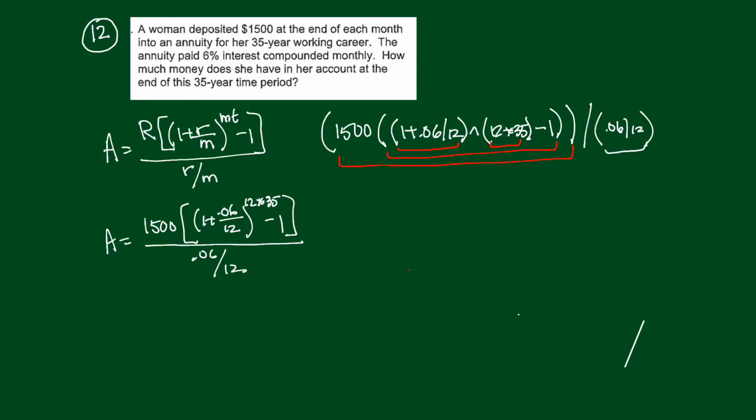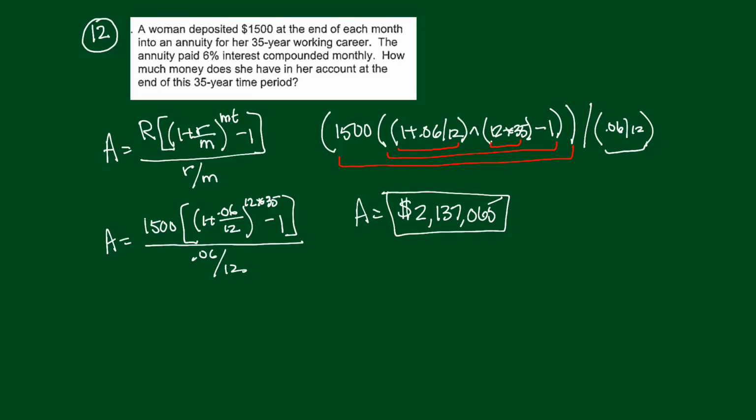All right, and when I did that, I got the amount. After 35 years at $1,500 at the end of each month at 6%, she's going to have this much money right here, $2,137,065. All right, so that's interesting.